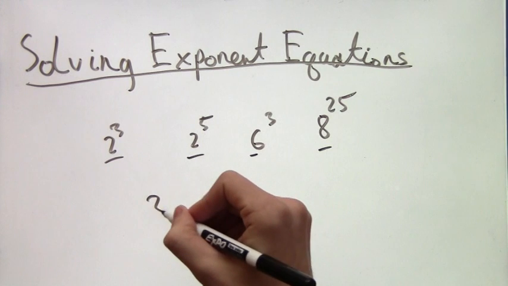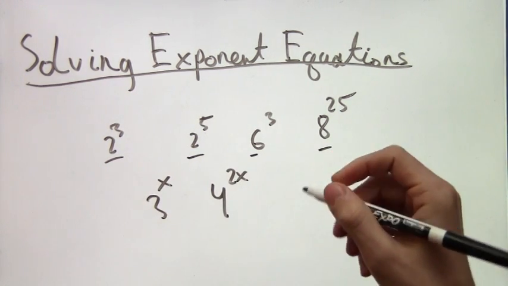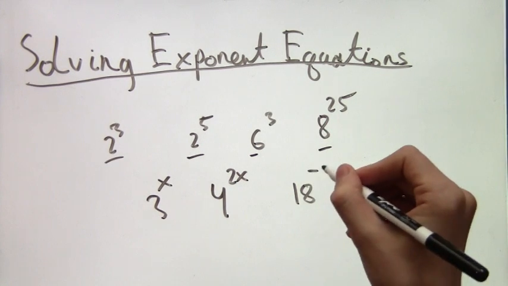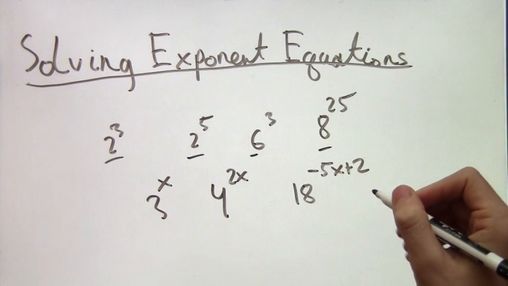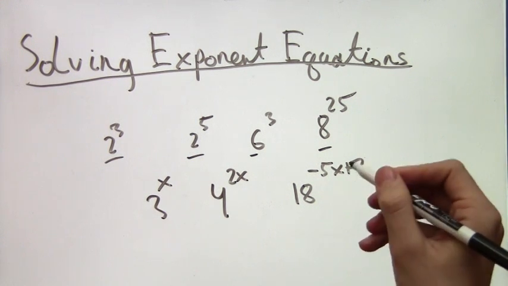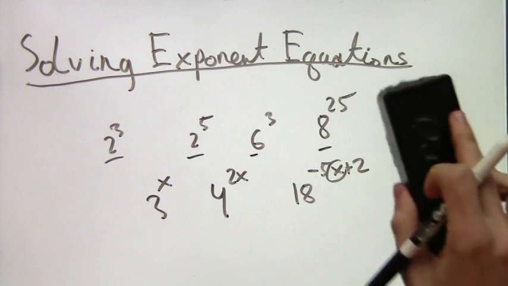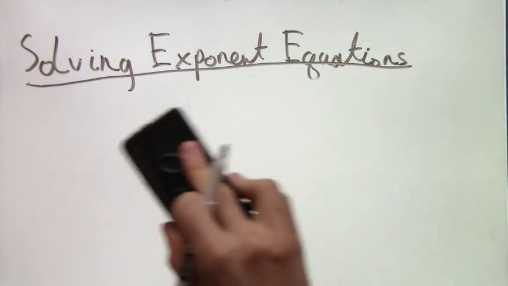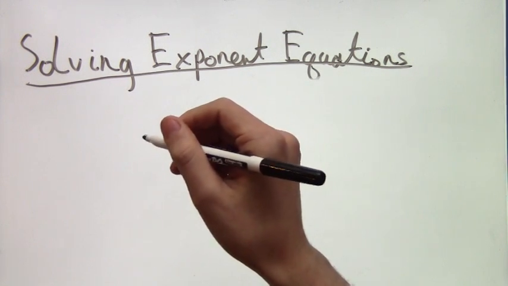Now, an exponent equation will have some sort of variable involved with it. So 3 to the x or 4 to the 2x or even 18 to the negative 5x plus 2. But in all of these powers, there will be an x, and the x will be up top. So you'll have some sort of number to the xth power.